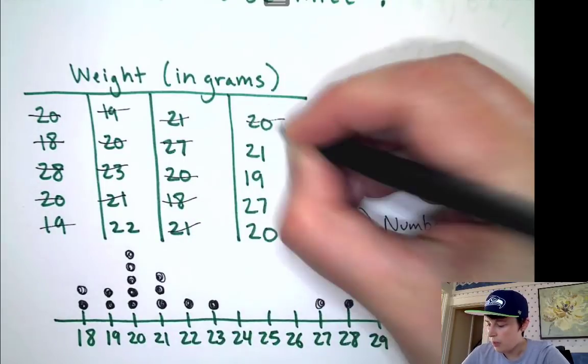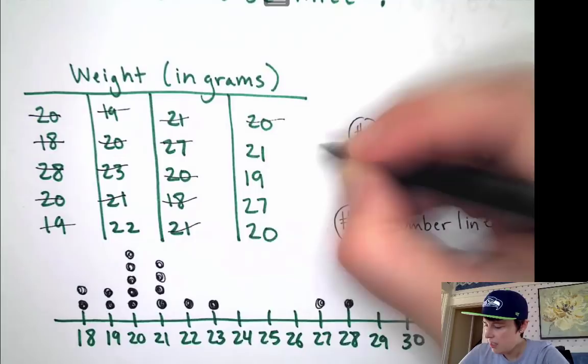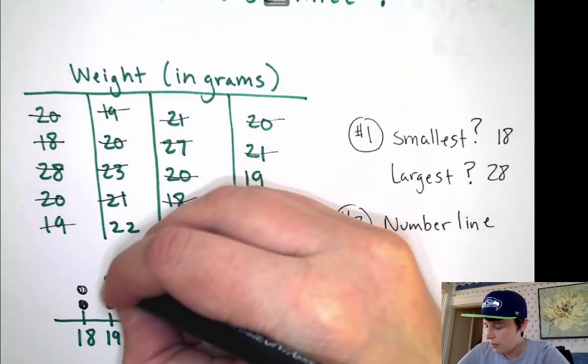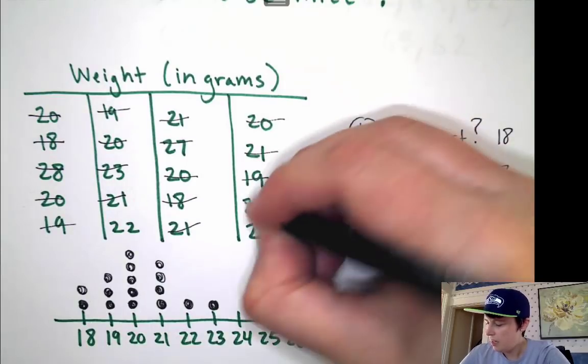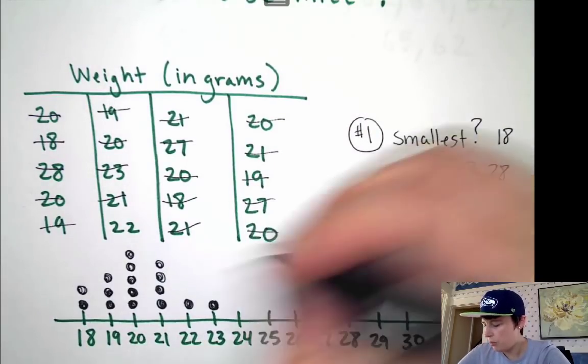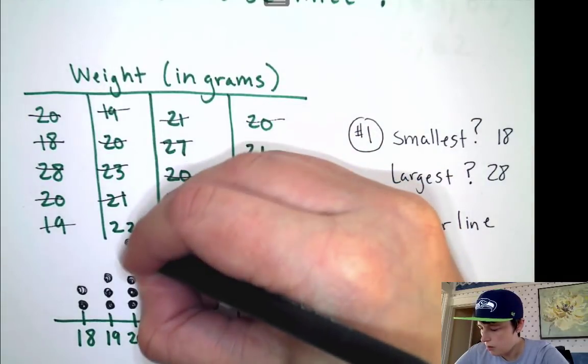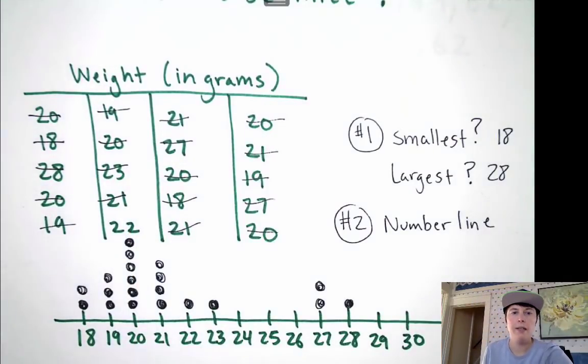21 again. 19. Should give myself some more room. 27, way out here. And then one last one at 20. Wow, I almost ran out of space. Okay, here is my dot plot.